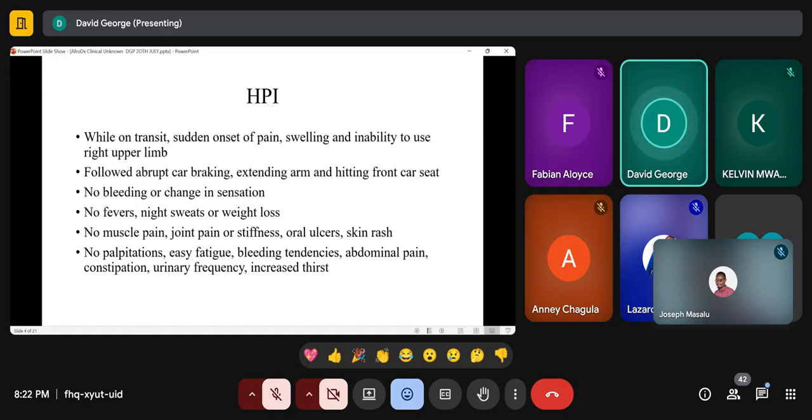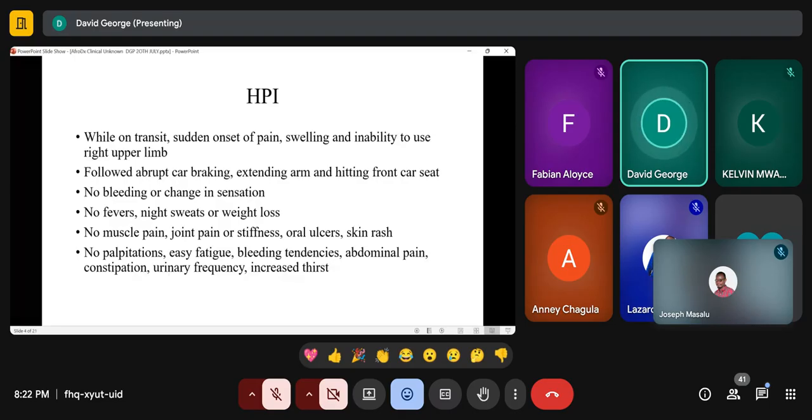And so, around the very same time, while the patient was in transit, in a car, she experienced a sudden onset of pain, swelling, and inability to use the right upper limb. And this was after abrupt car braking, which led to extending the arm and hitting the front car seat. However, there was no bleeding or changes in sensation.